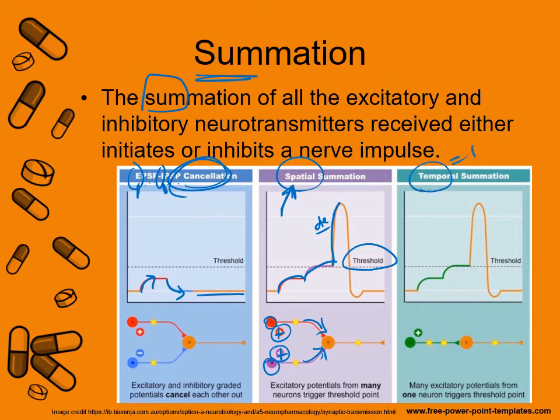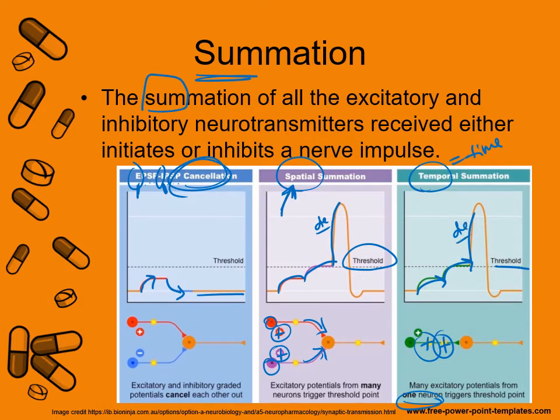Temporal is all about time, and so now I have the same neuron that's going to send some signals, and then a couple seconds later it's sending more signals, and so the same neurotransmitters are being released from the same neuron, same presynaptic neuron. So we get a little positive from the first boost and then a little bit more positive, and that's finally enough for us to reach threshold, and then again we have depolarization.